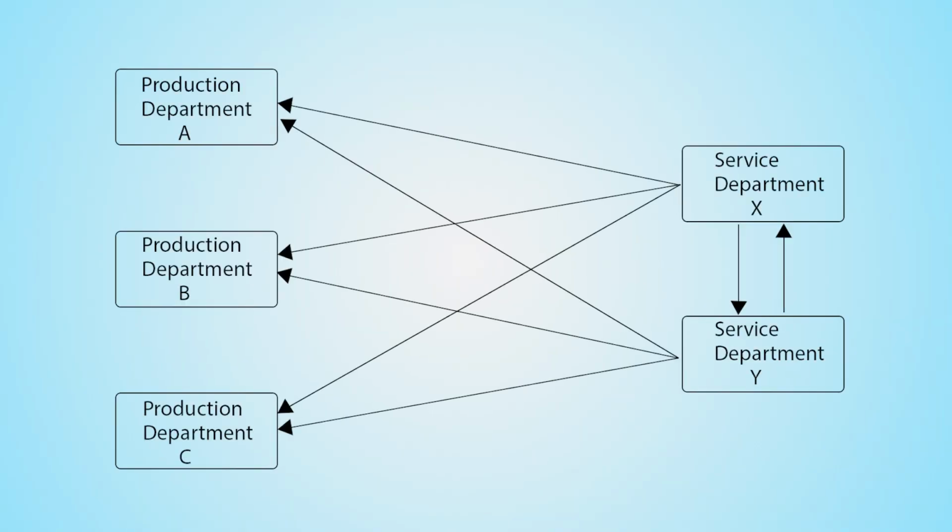This method is followed when service departments are mutually dependent. For example, service department X renders services to service department Y, and service department Y renders services to X also. Thus, each service department receives services from each other service department. If there are three service departments X, Y and Z, then the same treatment will be given as in the case of two service departments.